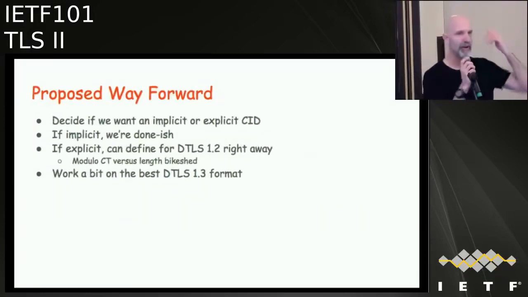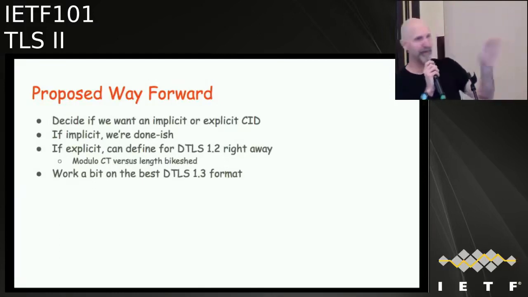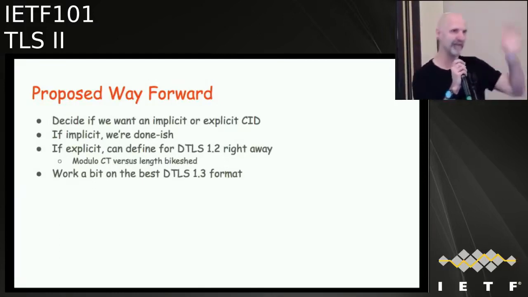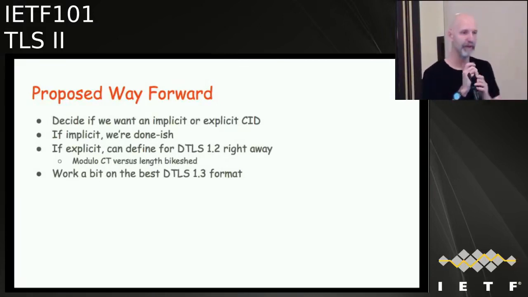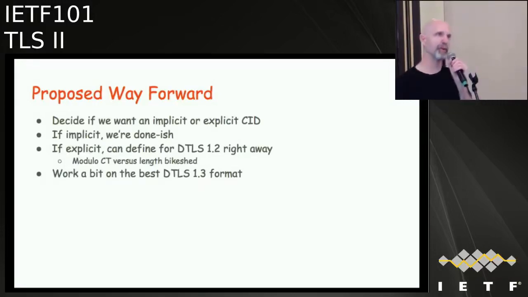So I think that's the question we should focus on: do we want this bit at all? If we don't want a bit, then we can just publish the CID draft and be finished. If we do want a bit, then we can define this for DTLS 1.2 right away, and then there's some question about whether it's best to use the content type or the length. Martin argues that it's best to use the content type, which I think he's probably right about. But one might think about the length, where there are bits in either place. And then we can spend a little time tuning the DTLS 1.3 format.